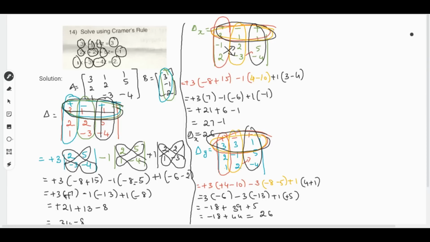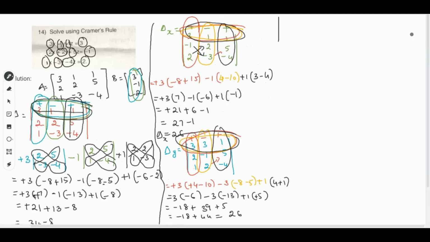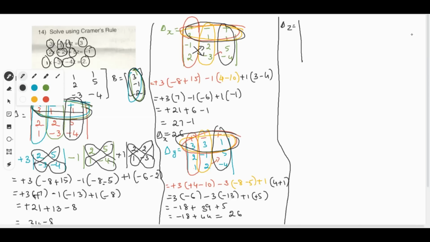Now we will be finding the value of delta z. So here, delta z will be what? We'll be writing the value of b in the third column, that will be 3 minus 1 2. The remaining two columns will be the same as in the question. Certainly 3, 2, 1, 1, 2, minus 3.